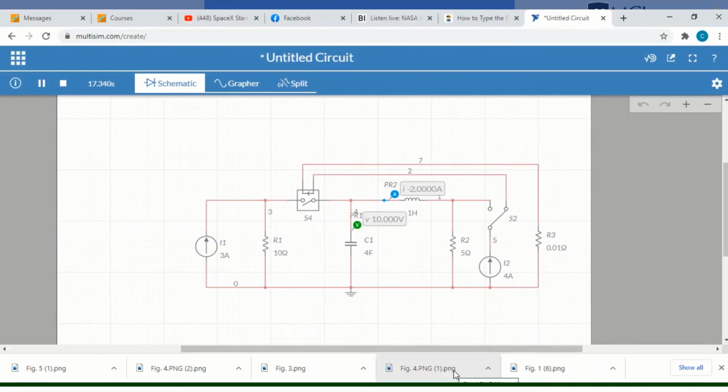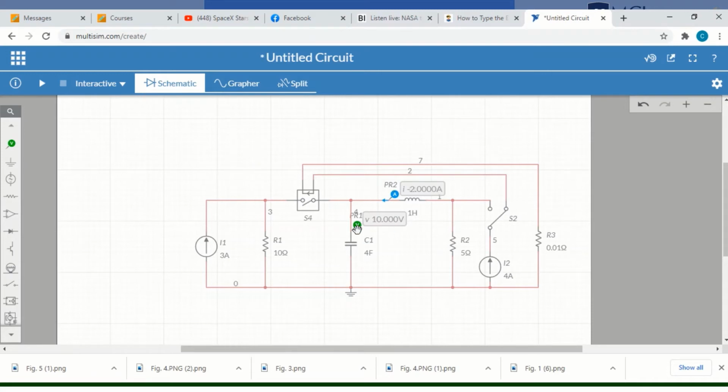I have prepared here a simulation for us to be able to better appreciate how the voltage across the capacitor and the current through the inductor vary with time as we open and close the switches that we have in the example.